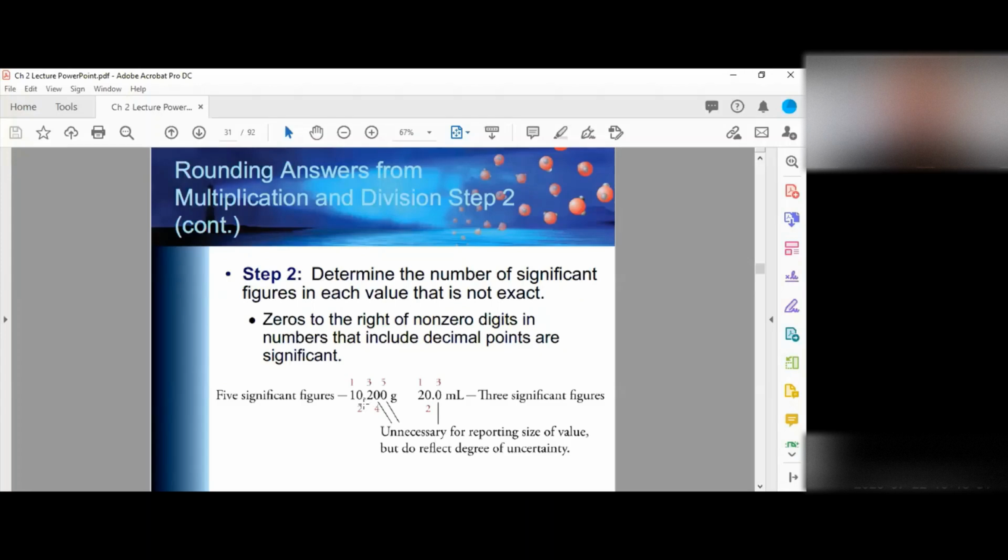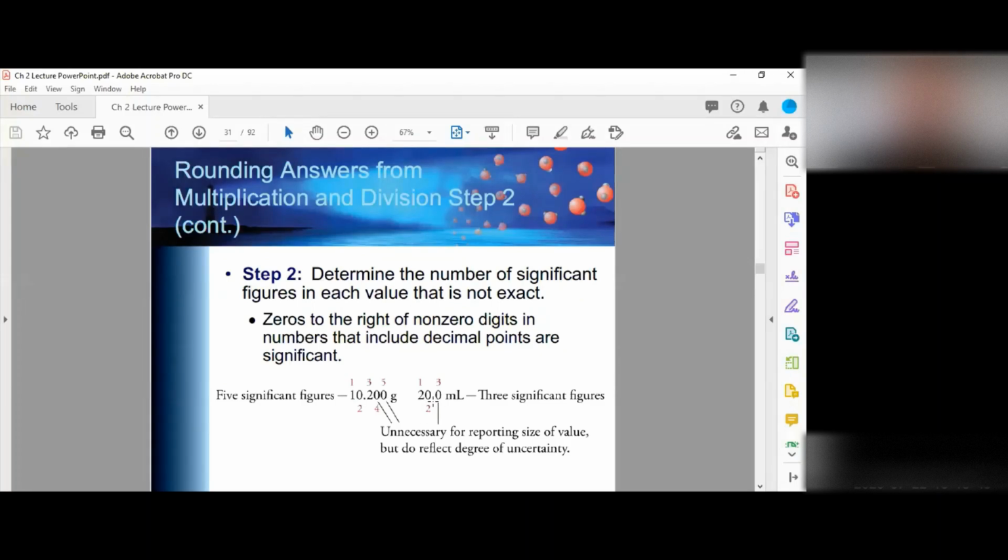So because there is a decimal point right here, these two zeros are significant. And therefore, how many significant figures do we have in this number? We have 5 significant figures. How many significant figures do we have in this number? We have 3 significant figures.